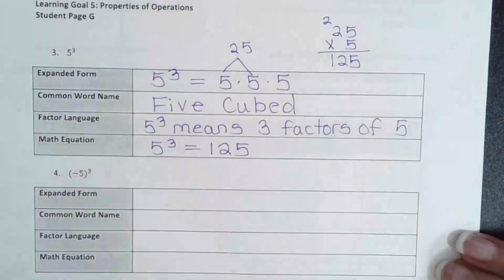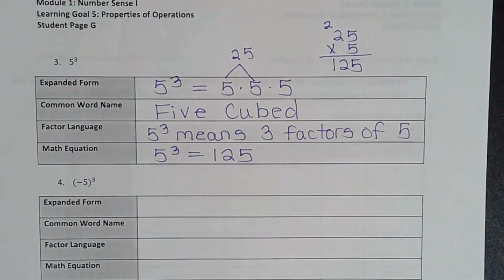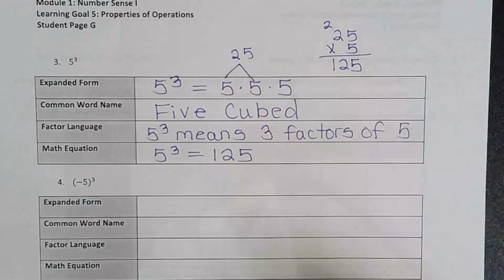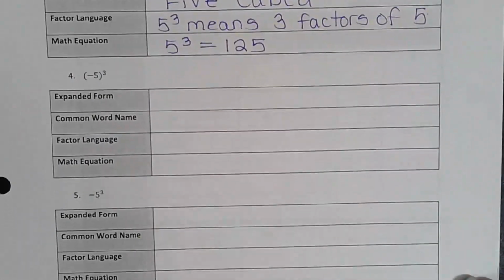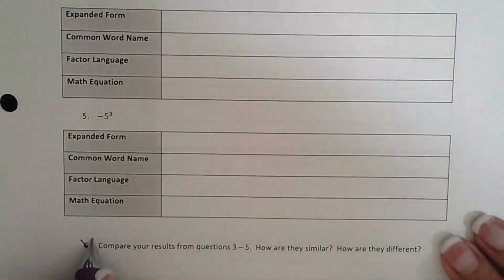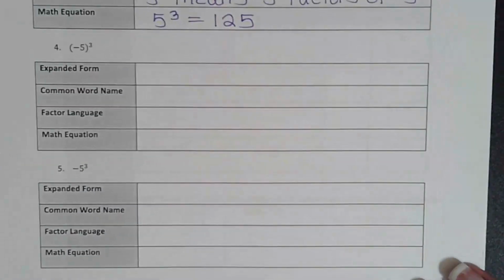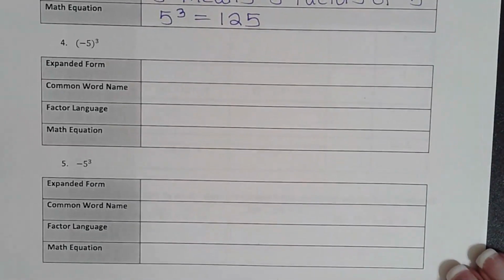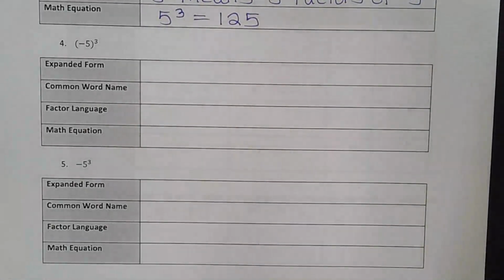That's a pretty big one to remember. You see that a lot in math, 5 to the third power, 5 cubed. So that's a good one to memorize. Then you don't have to do the work every time. Okay, next 2 are yours, and we're not going to do 6. So do 4 and 5, turn off the video, and then come back and we'll check those answers.